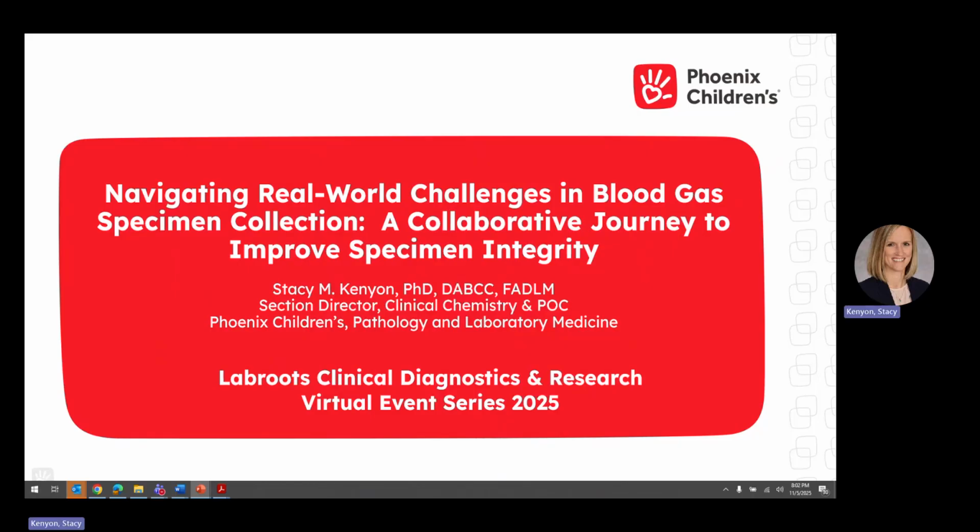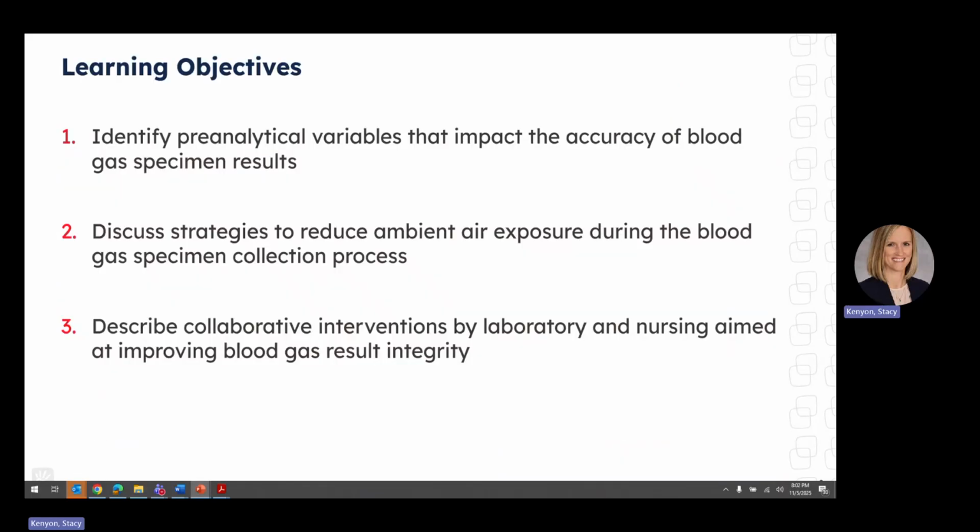During today's talk, I will be providing some background refresher information regarding blood gases and blood gas testing. I will also be discussing an ongoing initiative at Phoenix Children's that is being implemented to help improve blood gas specimen integrity. You'll notice in the title that I call it a journey, and that's because it really has been an ongoing and iterative process over the last year.